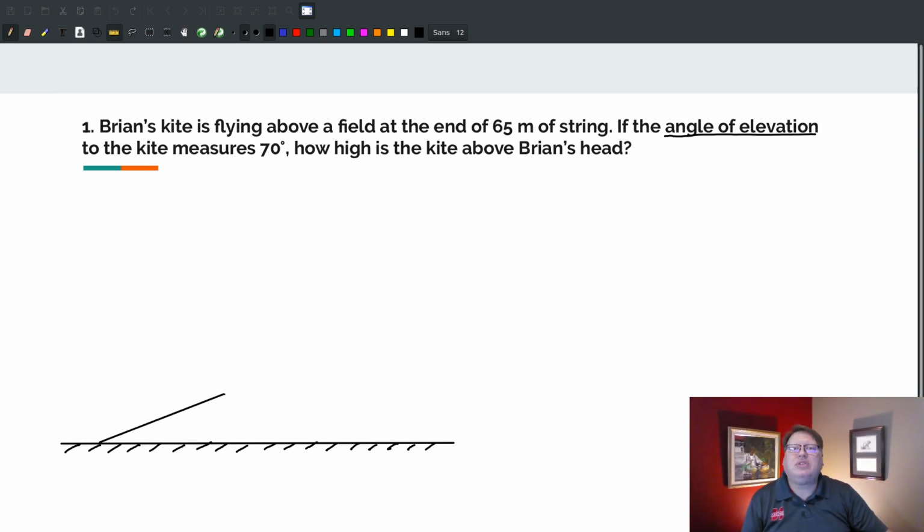and I'm just going to assume, yeah, it says how high is the kite above Brian's head, but they didn't tell us how tall Brian is, okay? So we're going to assume he is right on the ground, just for the sake of this, since they didn't actually give us a height. We could assume a height, but I'm not worried about that because in the end, we want to know how high the kite is above his head. So I think this will be fine the way we're doing this.